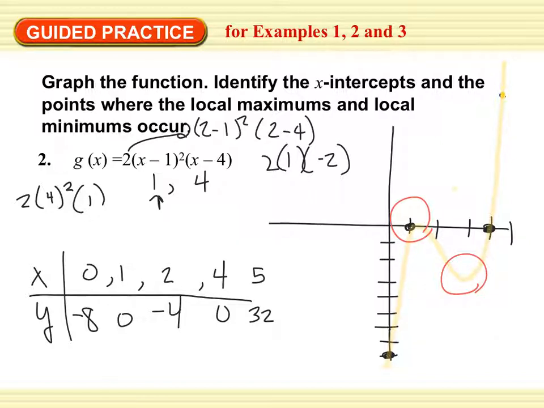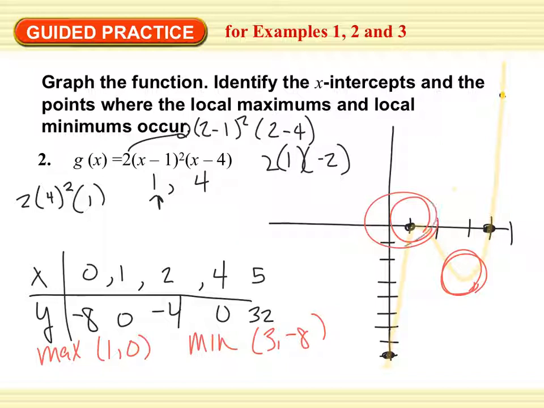This is number 2. So my minimum is going to be at 3, -8, which makes sense, okay? And my maximum is going to be at 1, 0, which makes total sense because that's exactly where I saw it.